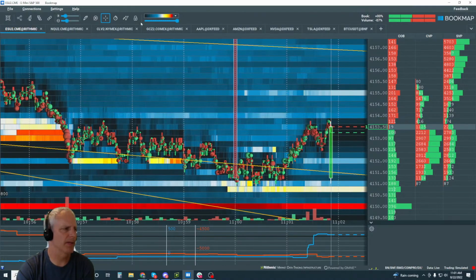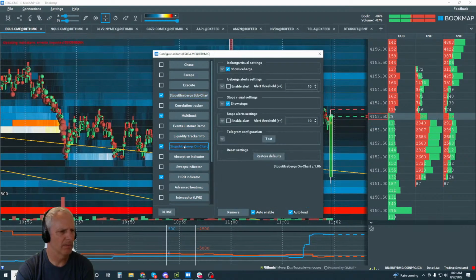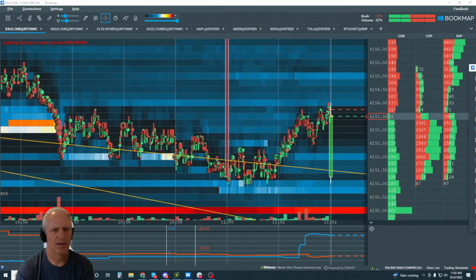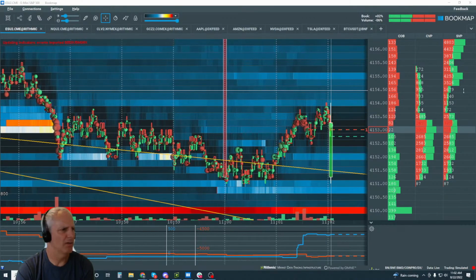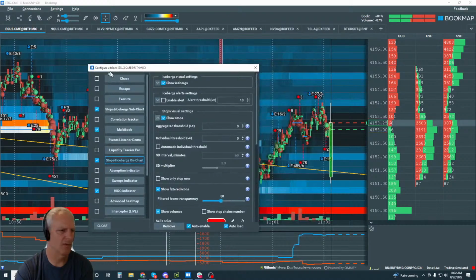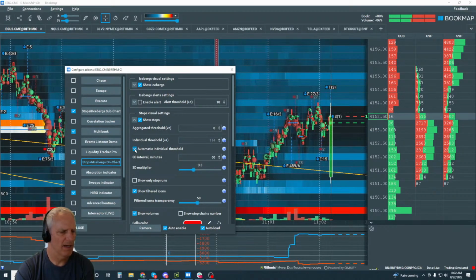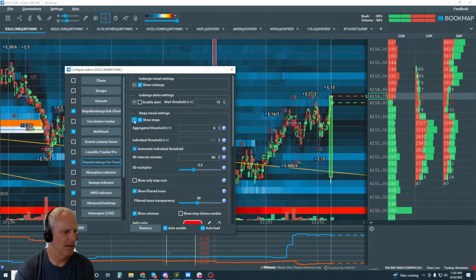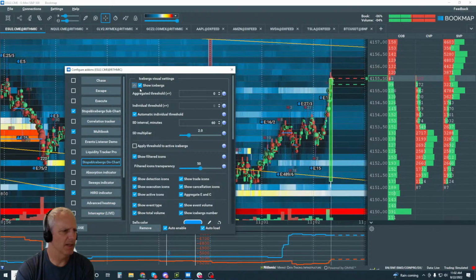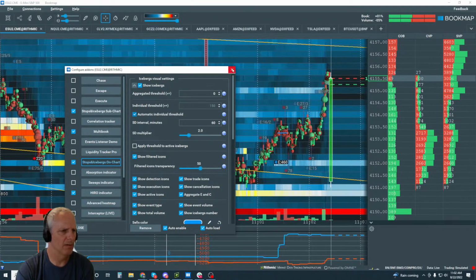Okay, you want to look at the stops on the heat map? Sure. Stops and icebergs. I'll wait for it to load here. Okay, beautiful. And automatic. I like using this very much, the automatic individual threshold based on standard deviations. Okay, you have to kind of deselect and reselect for it to load.